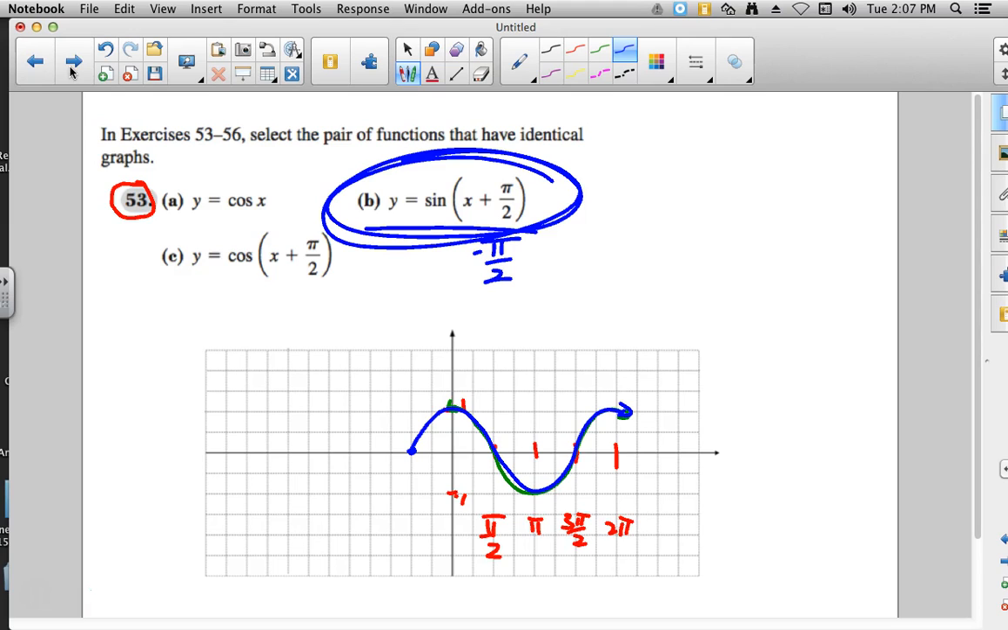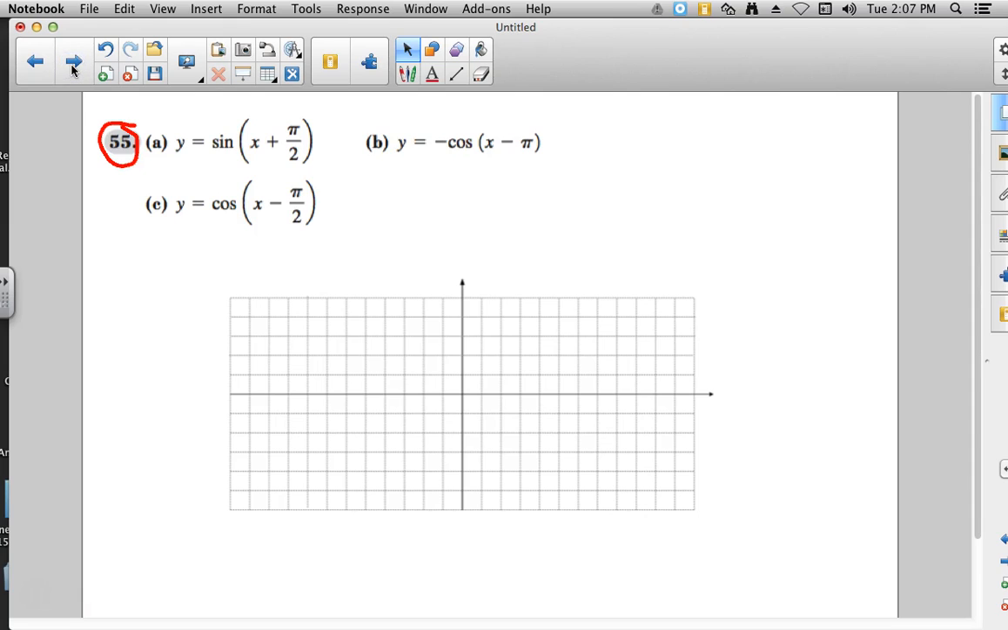And in fact, this is one right out of our notes that we had talked about, that you could use a phase shift in sine to match the cosine graph. Then for number 55, with this one, it's similar. What you want to do is just think of a quick sketch of what we already know.